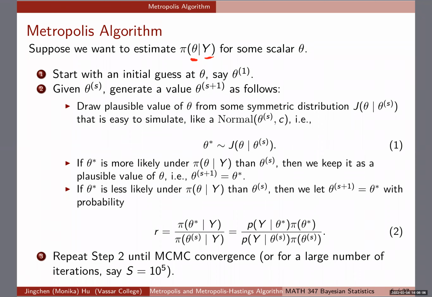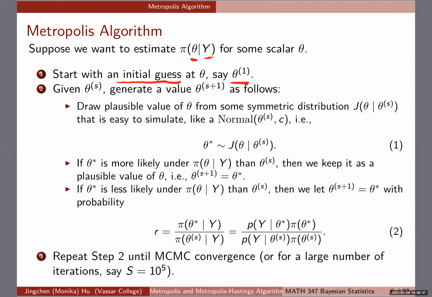First of all, when you're doing Metropolis, you of course start with an initial guess, just like Gibbs. You have a starting point to get things going, and you will see that just like Gibbs, Metropolis, and later Metropolis-Hastings as well, are both iterative processes. So you start with the initial guess, let's just say theta 1. We use the superscript within parentheses to indicate the index of our iteration.